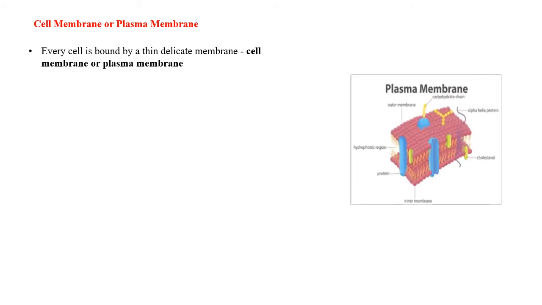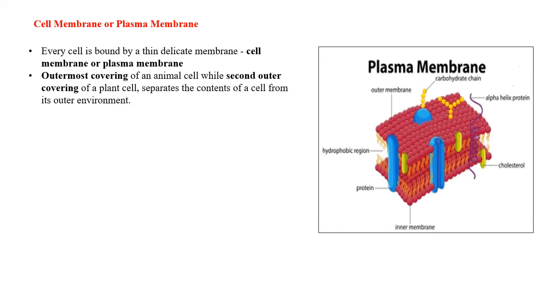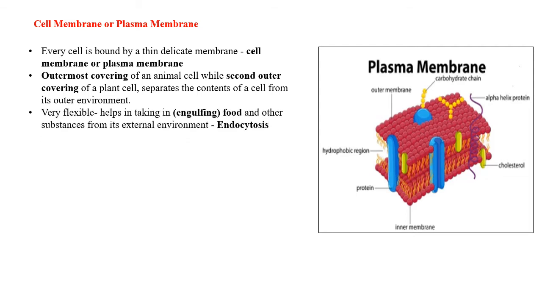Cell membrane or plasma membrane. Every cell is bound by a thin, delicate membrane called the cell membrane or plasma membrane. It is the outermost covering of an animal cell, while it is the second outer covering of a plant cell, which separates the contents of a cell from its outer environment. Plasma membrane, being very flexible, helps in taking in food and other substances from its external environment. This is known as endocytosis.